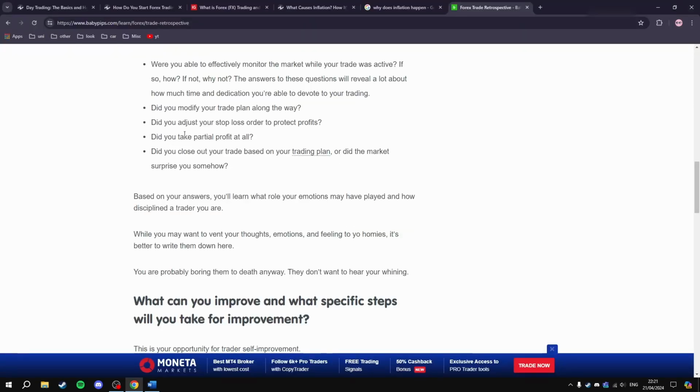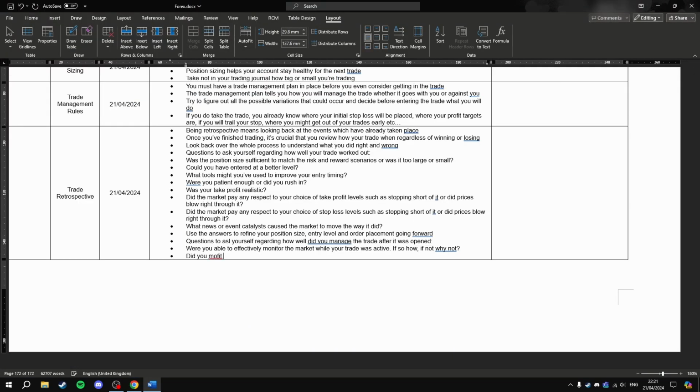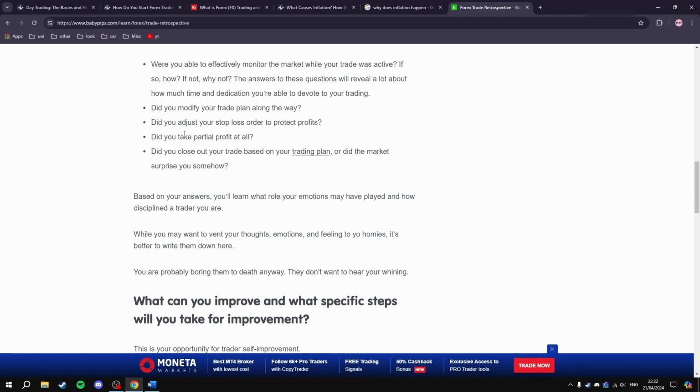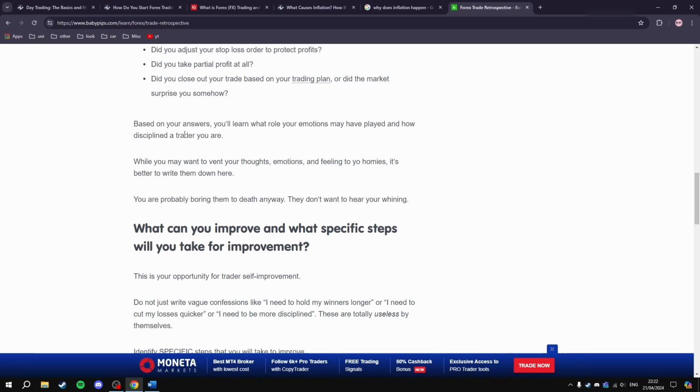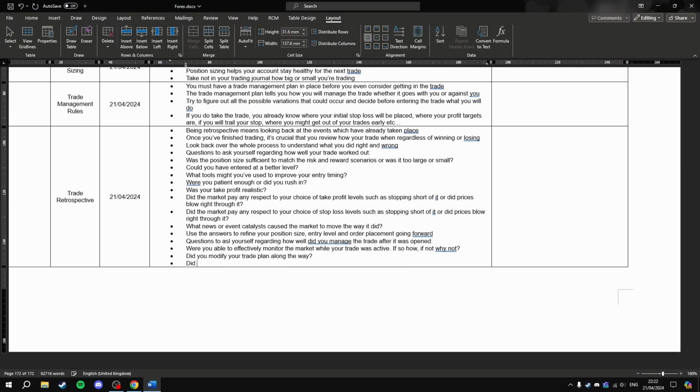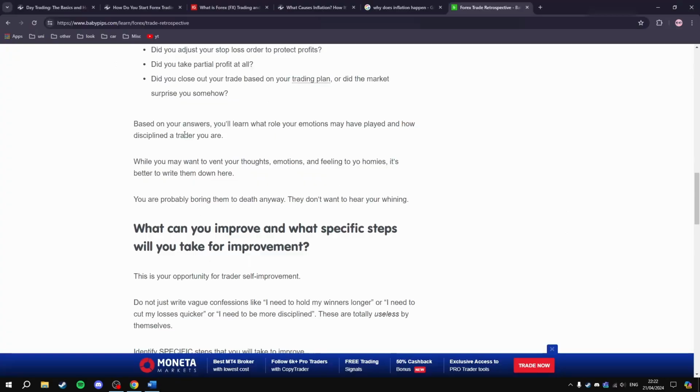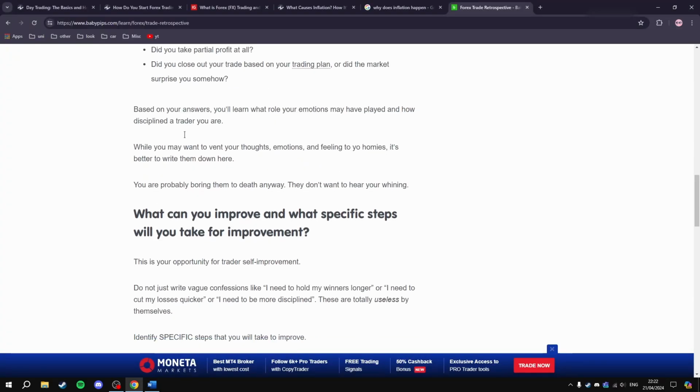Did you modify your trade plan along the way? Is that just basically asking, did you actually stick to the trade plan that you've made, which you are meant to? Did you adjust your stop loss order to protect profits? Did you take partial profit at all?